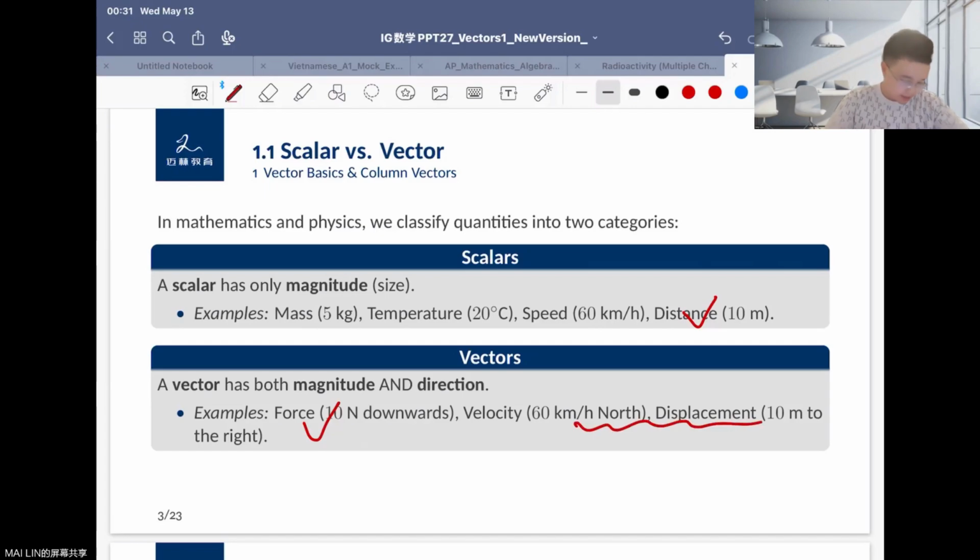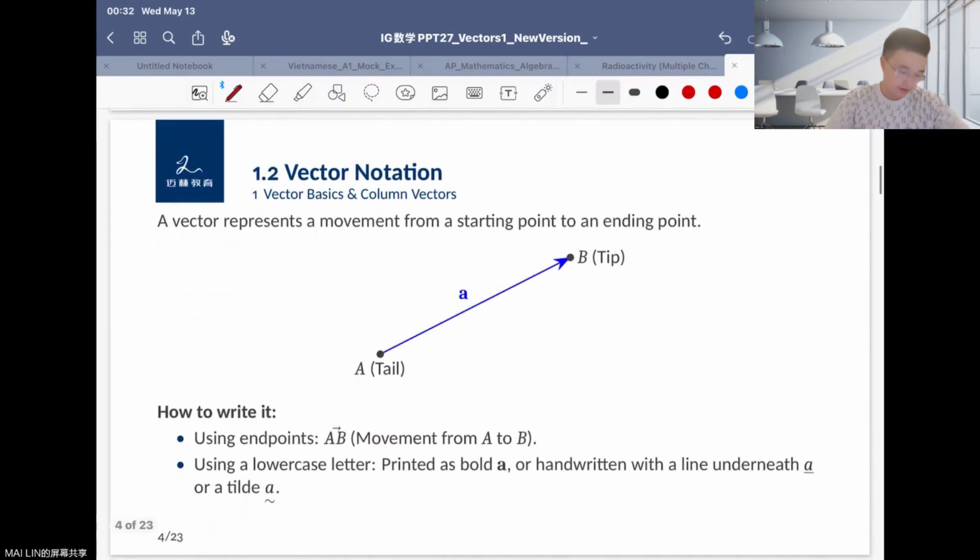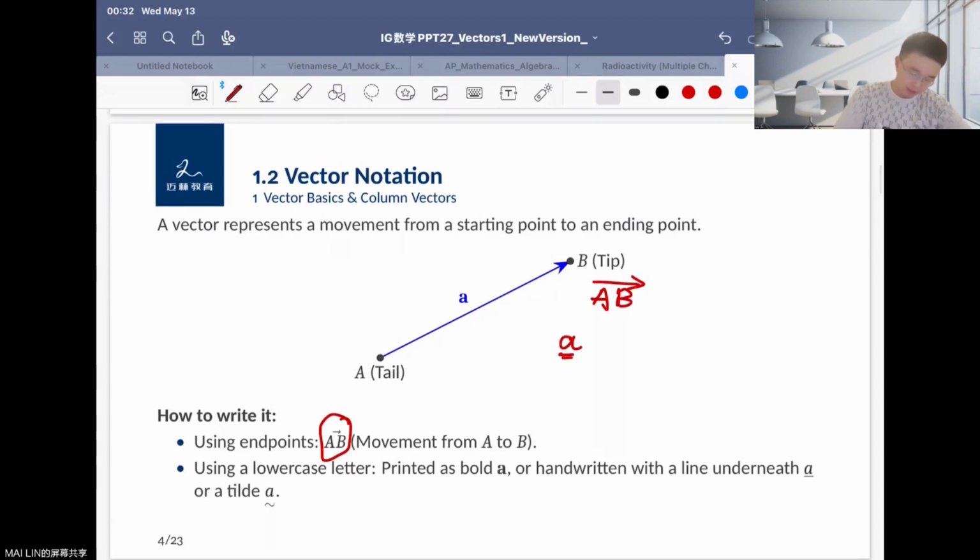Okay. So here we have the vector notations, okay? Maybe from point A to point B, we can say there's a vector, okay? So we can use the endpoints to represent a vector. Like here, we are using the endpoints from A to B, this way, okay? It means the movement from A to B, okay? And also we can use a lowercase letter to represent the vector, like we can use a smaller a to represent the vector AB, okay? We can also use a handwritten letter with a line under it, like a, okay? But most of the time we use a lowercase letter a and the endpoints AB to represent this, okay?